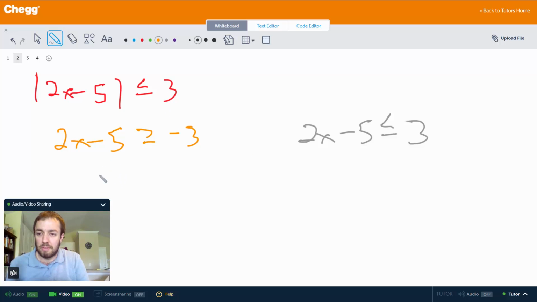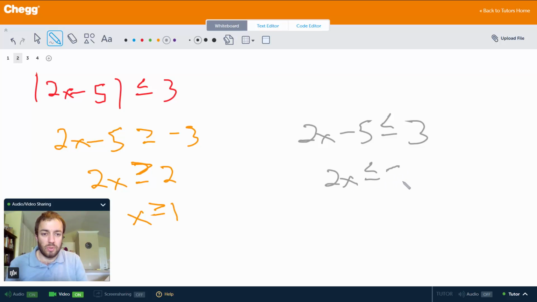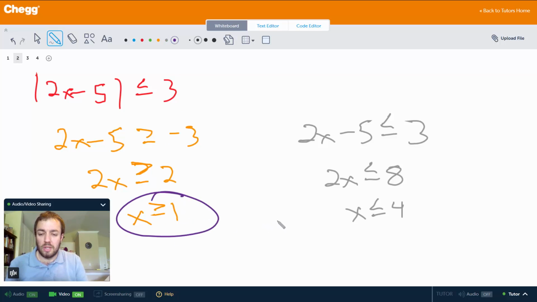So here, add 5 to both sides. We get 2x is greater than or equal to 2. All right, now we divide both sides by 2, and we get x is greater than or equal to 1. And then over here, add 5 to both sides, and we get 2x is less than or equal to 8. Divide both sides by 2, and we get x is less than or equal to 4. So both of these have to be true together. So x is greater than or equal to 1, and x is less than or equal to 4.